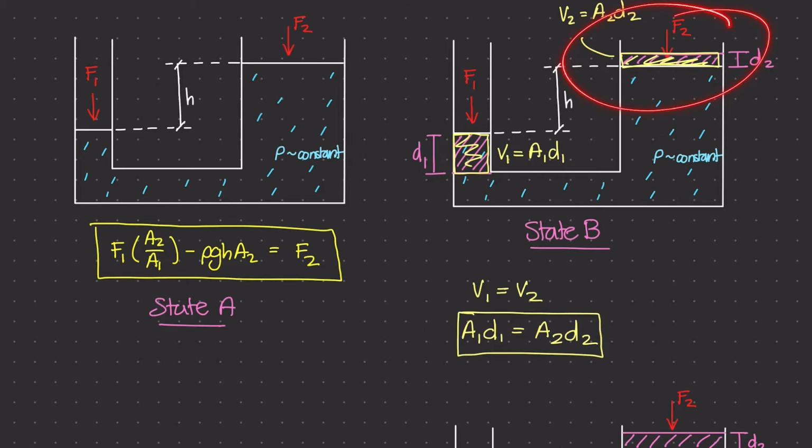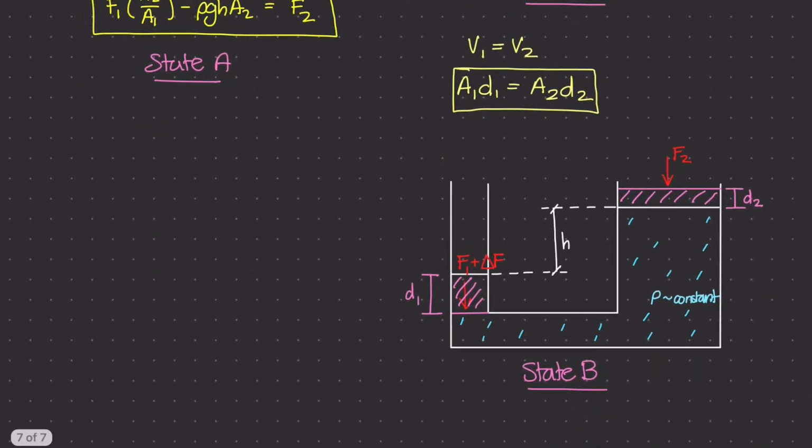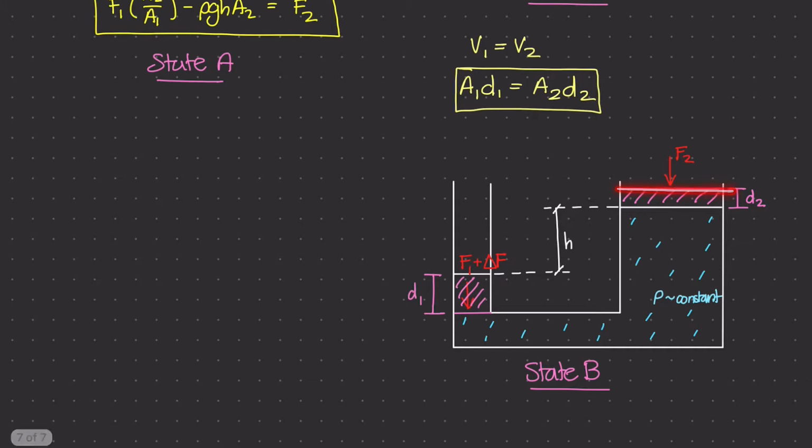Piston 2 has now moved up by a distance d2, and so force 2, which is the force caused by whatever object is on top of piston 2, is now at this line. And on the left here, we have this additional force delta F that's added to F1 to move piston 1 down by a distance of d1. So piston 1 is now at this line, and piston 2 is now at this line.